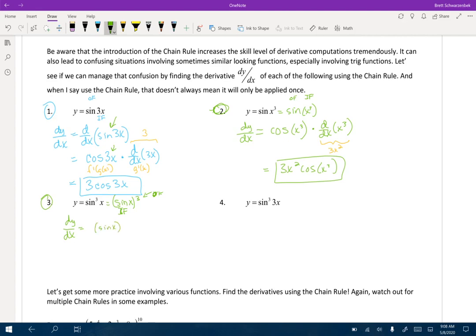So where's the 3 go? It goes to the front, and then what do we do to the exponent? We subtract 1 from it. So we get 3 sine x squared. Well, how do we know to do that? Well, if it was x cubed, 3 would go to the front, and we would get 3x squared as our derivative. But what are we doing? We're taking sine x and we're putting it inside.